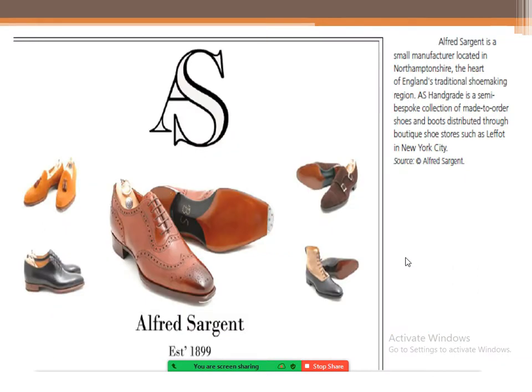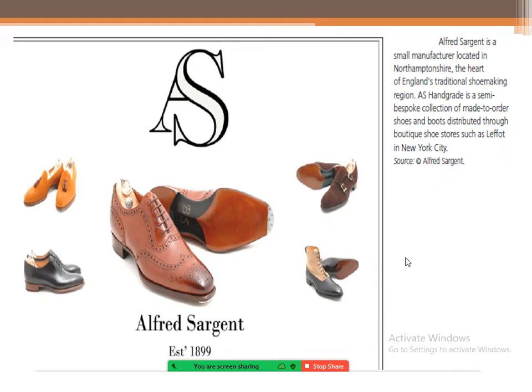Now we'll take Alfred Sargent. So this was the shoe manufacturing company. Alfred Sargent is a small manufacturer located in Northamptonshire, which is the heart of England's traditional shoemaking region. The handgrade is a semi-bespoke collection of make-to-order shoes, like we have our Kolhapur chappals in Kolhapur, and is distributed through various boutiques and shoe stores such as Leffot in New York City.